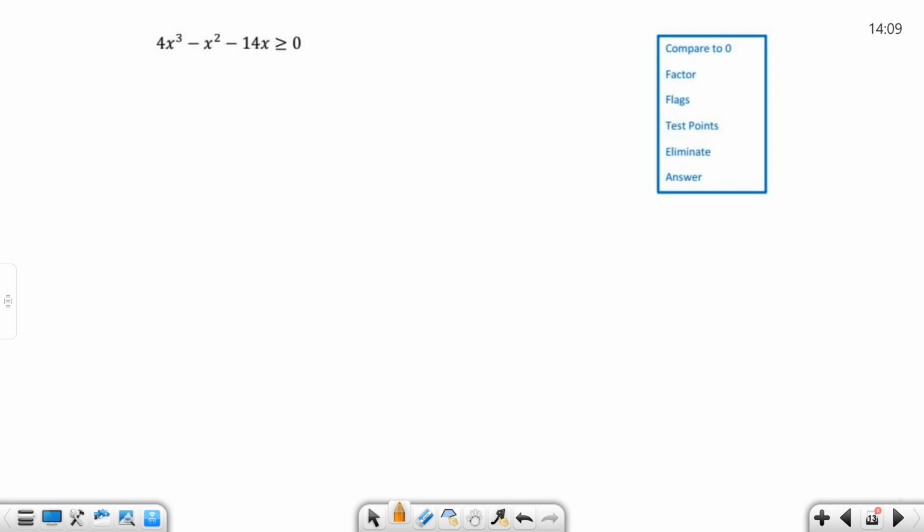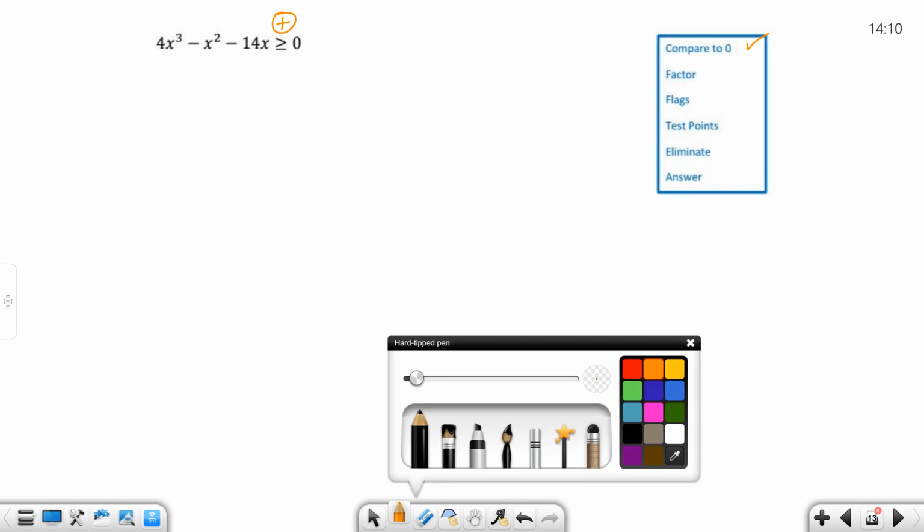So here, 4x cubed minus x squared minus 14x is greater than or equal to 0. Is the whole thing compared to 0? Yep, it sure is, right? Compared to 0. So what am I looking for here? Greater than or equal to 0 is positive. I'm looking for pluses.